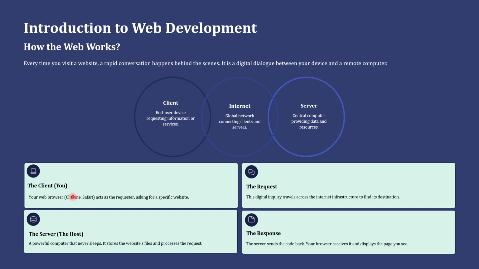The client, that is the web browser, like Chrome or Safari, acts as the requester asking for a specific website. The request made by the client is a digital inquiry that travels across the entire internet infrastructure to find the correct destination. Then this request is processed by the server, which is a powerful, always on computer that stores the website's files. The server then sends the website's code back to the client. This is known as the response. The browser receives this code, interprets it, and displays the visual page you see on your screen.